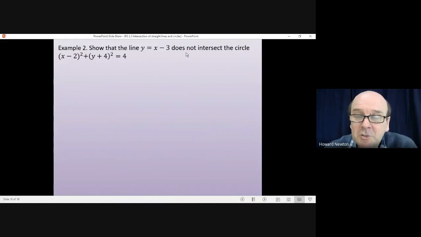Now, if all I've got to do is prove that the line never touches the circle, never intersects it, all I have to do is find the discriminant of that quadratic, b squared minus 4ac, and show that it's negative. And if that's the case, the line doesn't intersect the circle. Okay, I'll let you have a go at doing that yourself. So pause the video, see if you can work your way through this, and then come back to me when you're ready.